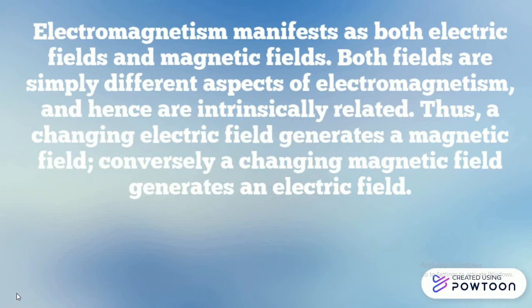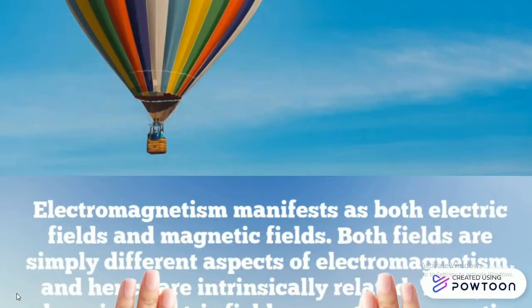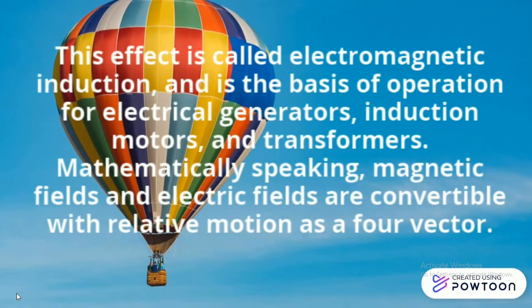A changing electric field generates a magnetic field. Conversely, a changing magnetic field generates an electric field. This effect is called electromagnetic induction and is the basis of operation of induction motors and transformers. Mathematically speaking, magnetic field and electric field are compatible with electric motion as four-vectors.